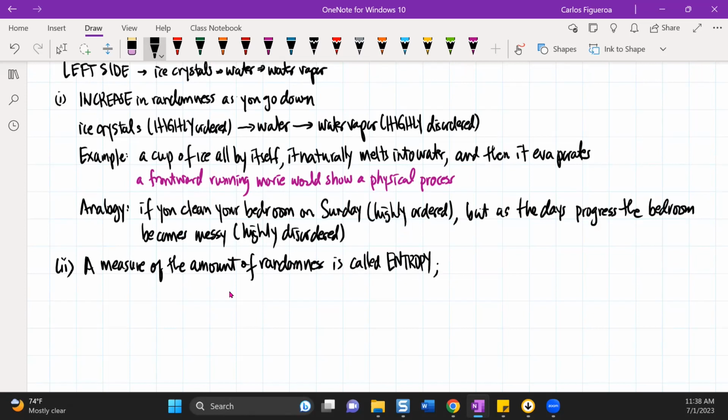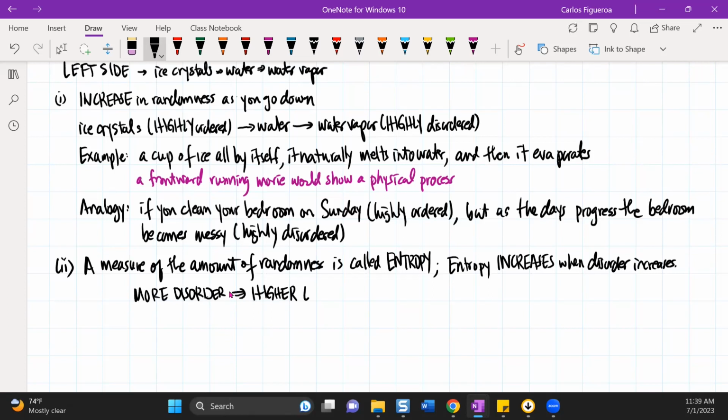So in this case, if you look at the bedroom, you start on Sunday, by the time you get to the middle of the week, then we say you've gone from an ordered to a disordered state. We then say that entropy increases when disorder increases. So the more disorder, the higher the entropy. If you have more disorder, that implies that you have a higher entropy. If you have less disorder, then you have a lower entropy.